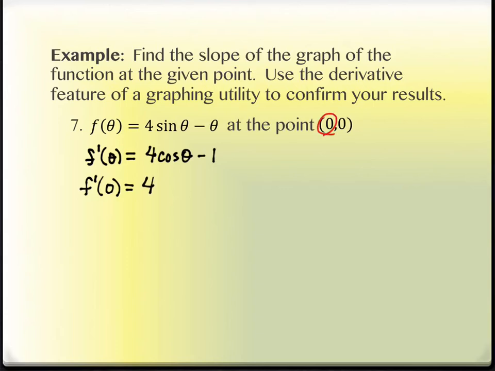So 4 cosine of 0 and then minus 1. Do you remember what the cosine of 0 is? 1. It is 1. So this becomes 4 times 1, or simply 4, minus the 1 at the end. My slope is 3.